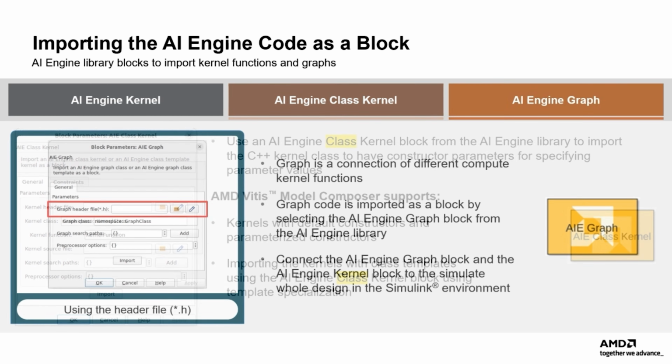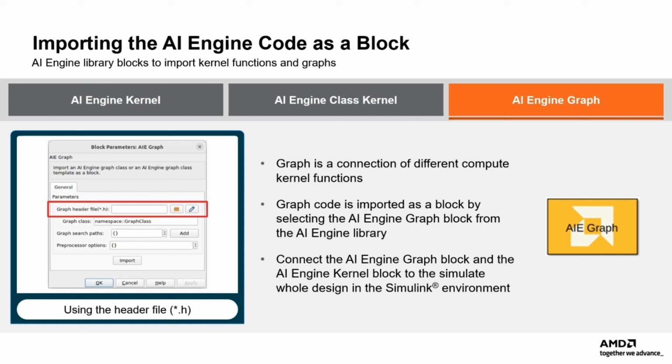A graph is a connection of different compute kernel functions. Unlike when importing kernels, where a kernel function is imported as a block into Model Composer, in this case, graph code is imported as a block. To import the graph as a block into Vitis Model Composer, you will need to select the AIE graph block from the AI engine library. Vitis Model Composer allows connection between the AIE graph block and the AIE kernel block so that the whole design can be simulated in the Simulink environment.